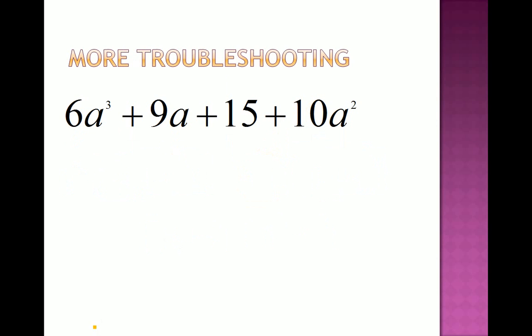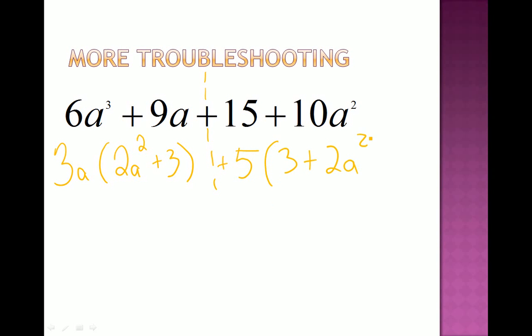So a little troubleshooting here. Let's just see what happens if we go at it directly. I can take a 3a out, and I'll have a 2a squared plus 3. And then I can take a 5 out, and I'll get a 3 plus 2a squared.